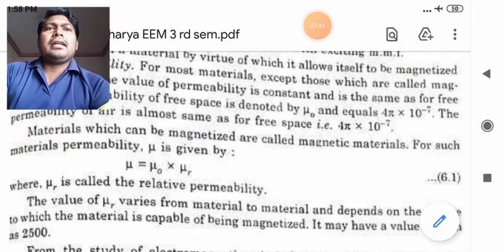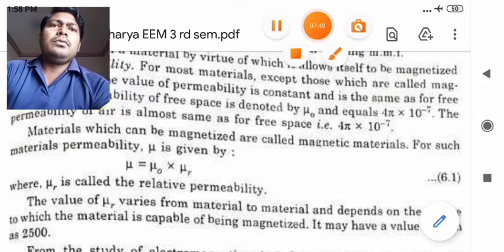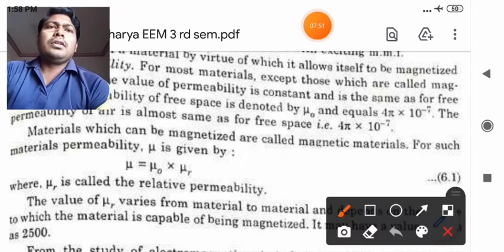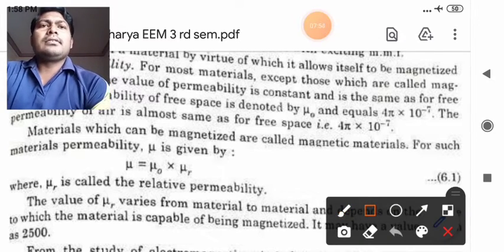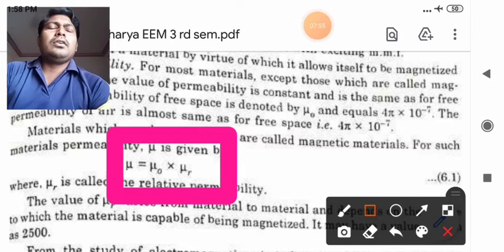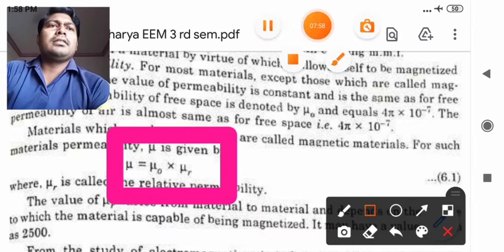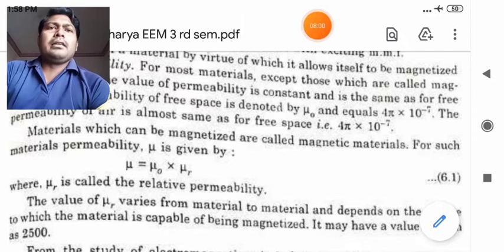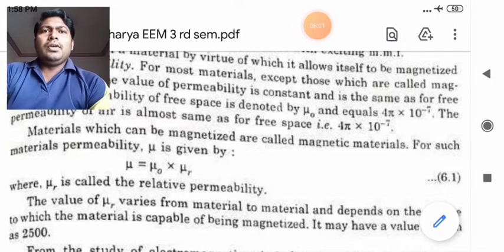Materials which can be magnetized are called magnetic materials. For such materials, permeability mu is given by mu is equal to mu naught into mu r. So this is the relation, mu equals mu naught into mu r. This relation also you have to remember. What is mu r here?